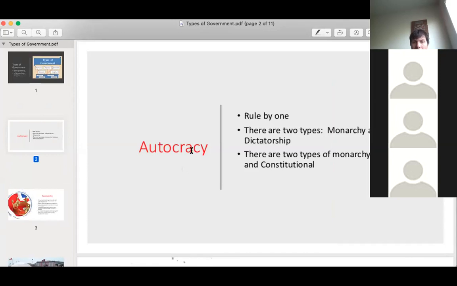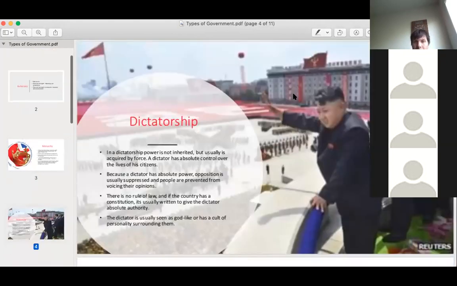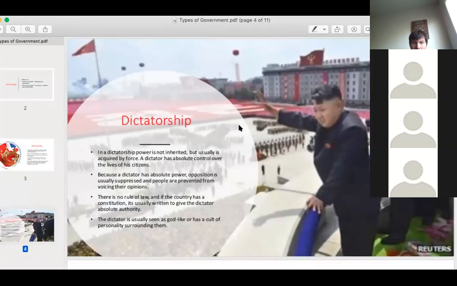I color-coded everything for you to make it easy to navigate. So autocracy is a type of government where one person is in charge. There's two types, monarchy and dictatorship. Notice that I put it in red. When you guys fill out your notes, it's also in red to help you easily navigate.